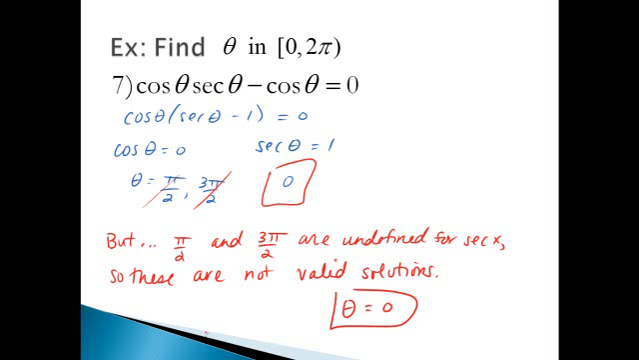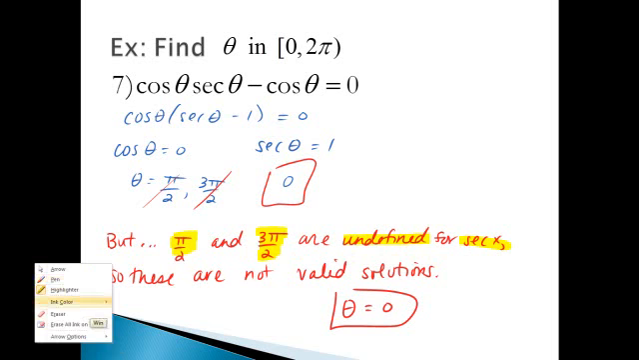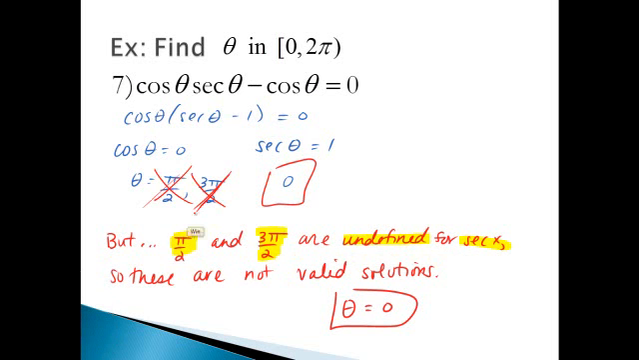However, even though pi halves and 3 pi halves are valid solutions for cosine, they are not valid solutions for secant. The reason is that pi halves and 3 pi halves are undefined for secant of x. So even though they are valid solutions for cosine, they are not valid solutions for the entire problem. So we have to cross them off. Therefore, the only solution in the entire circle of 0 to 2 pi that works for us is 0.